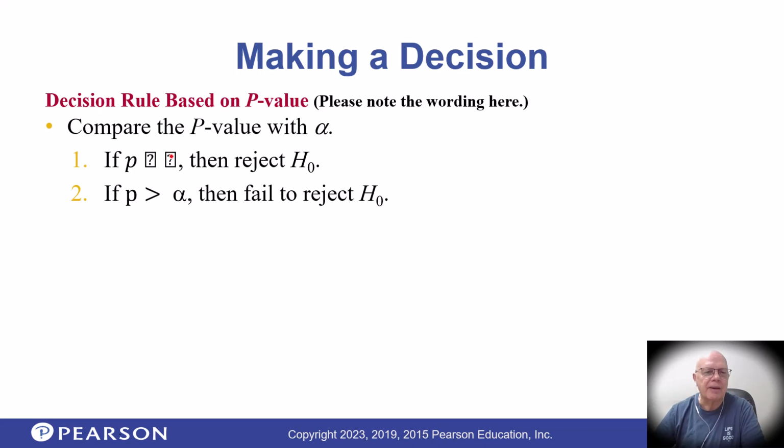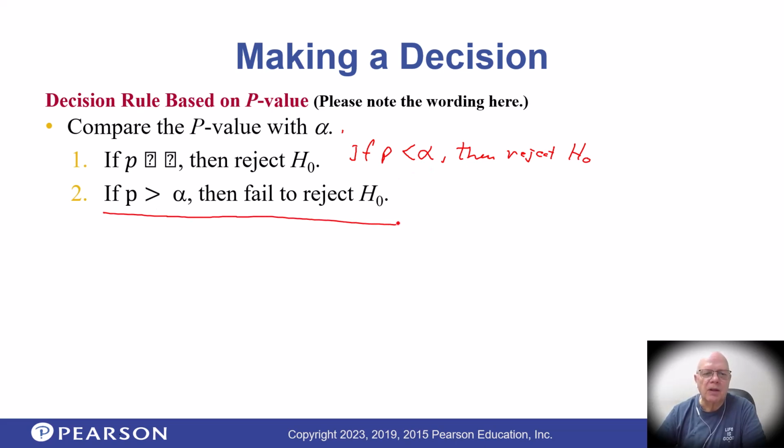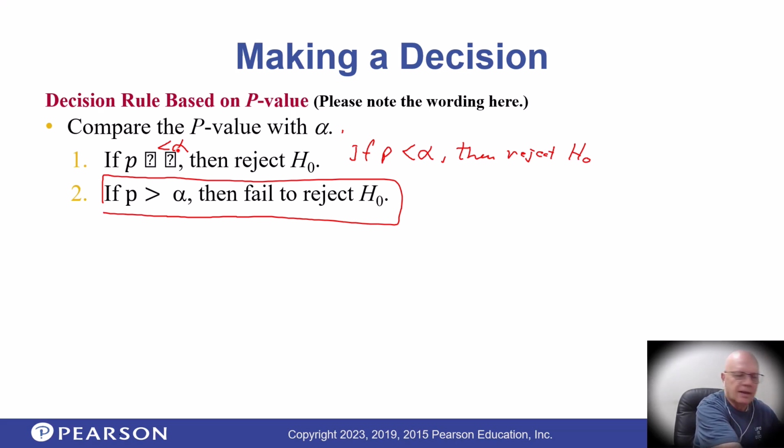This should say, if the p-value you get is less than alpha, then reject the null hypothesis. If p is greater than alpha, you fail to reject. So this should be less than alpha. I'm going to make a note of that. Slide 35. Okay. That way I can make the change.